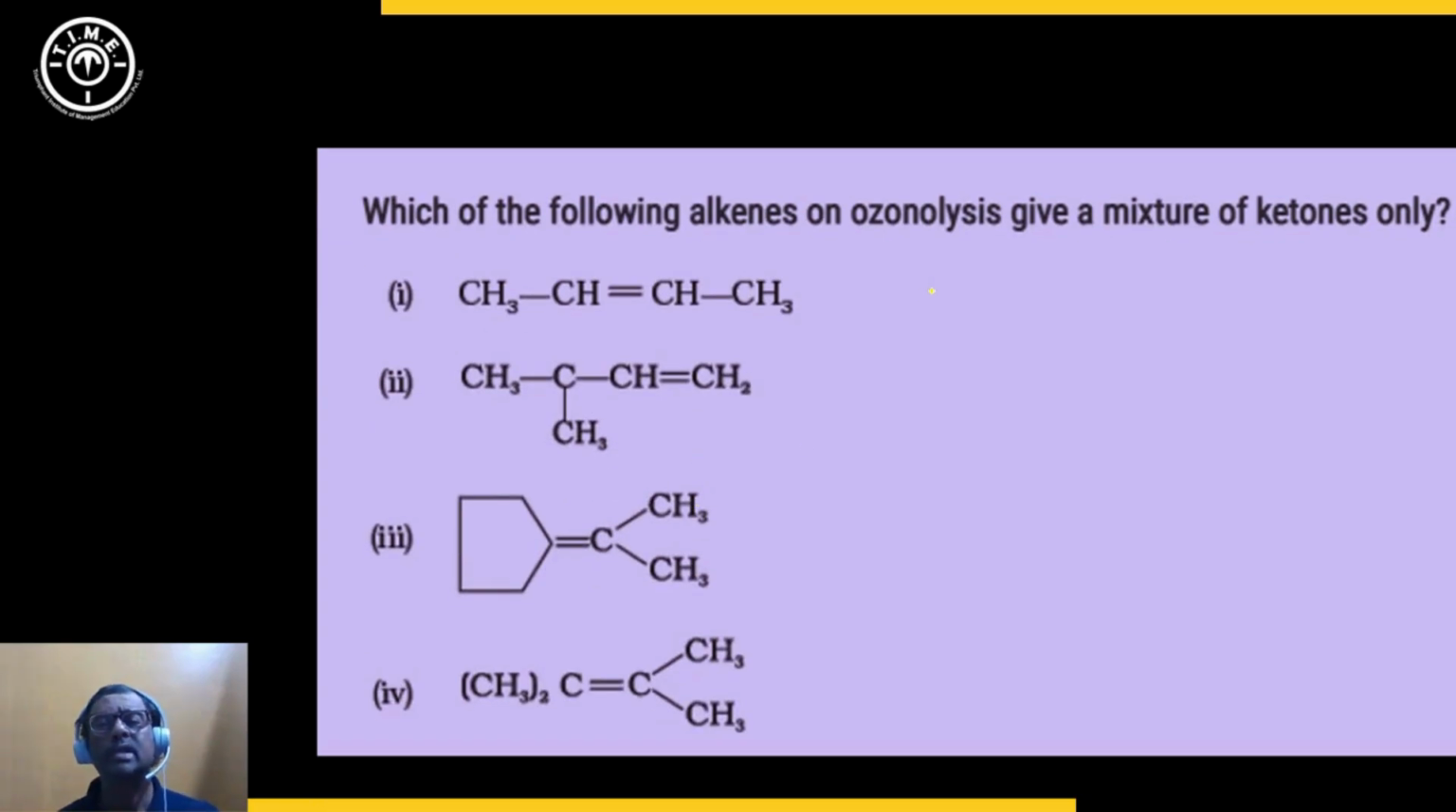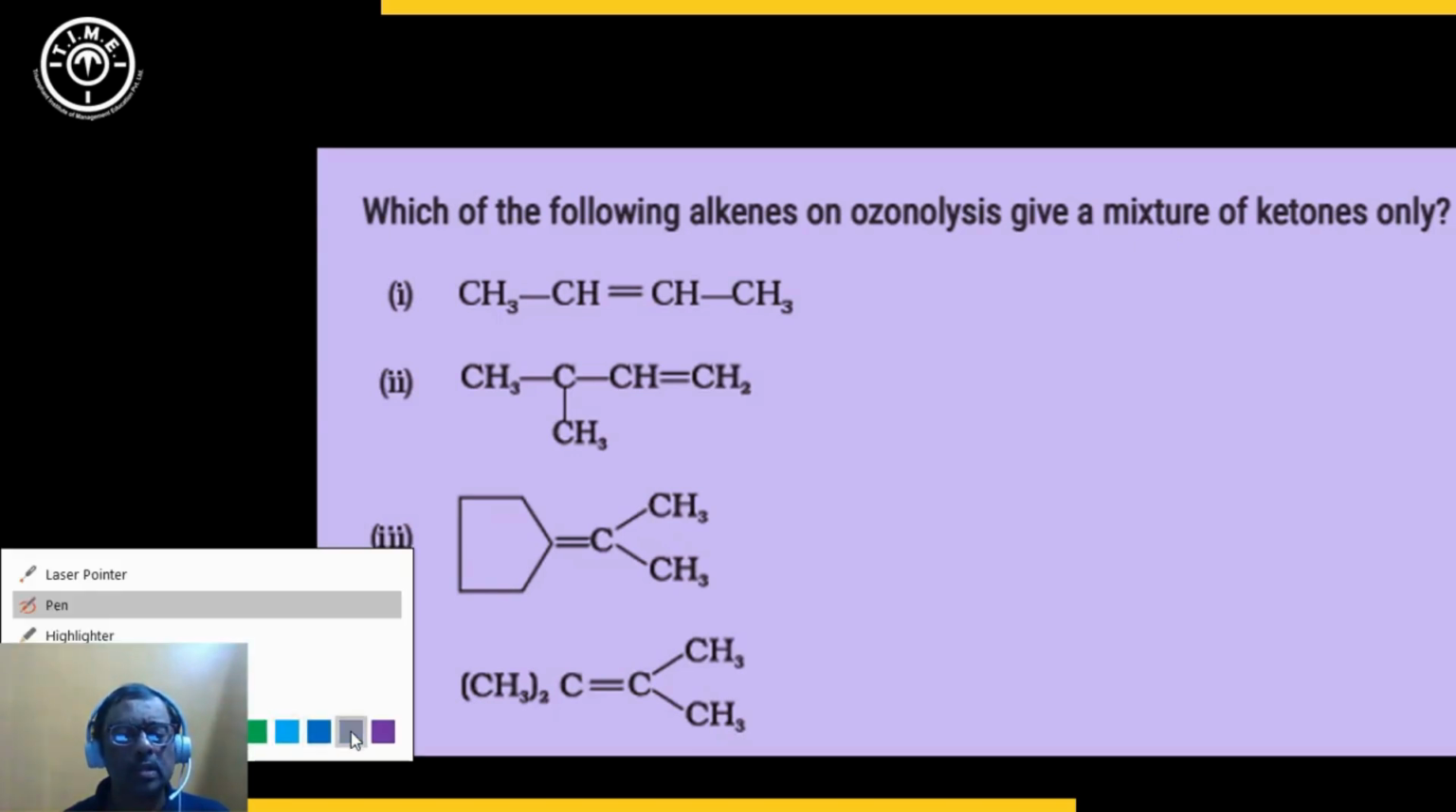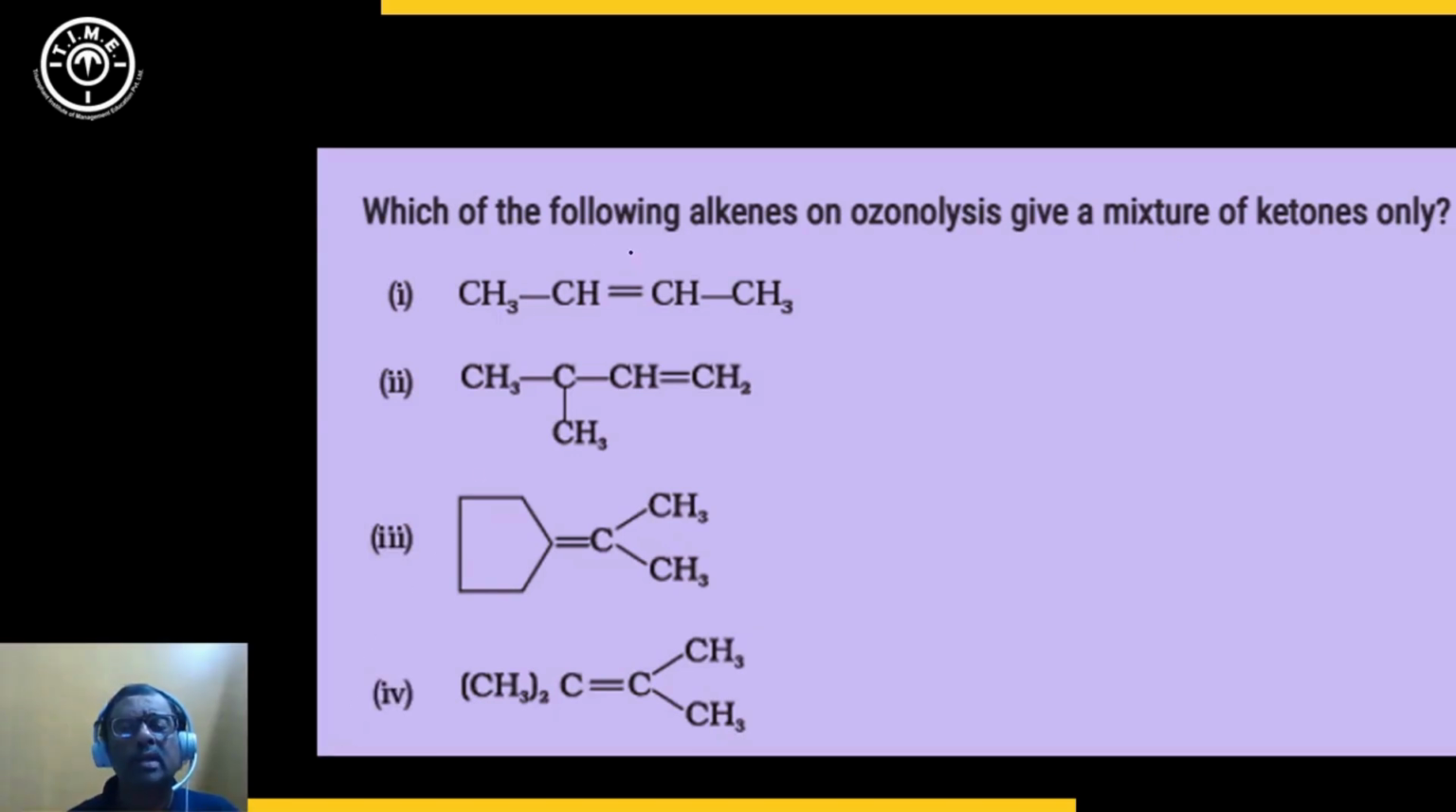Next, which of these alkenes on ozonolysis gives a mixture of ketones only? So check this, break this. You have a hydrogen, you have an aldehyde. You have a hydrogen, you will have an aldehyde. So 2 moles of ethanal, not correct. Break this. There are 2 hydrogens here, aldehyde. There is 1 hydrogen here, aldehyde. So both are aldehydes. Here also both are aldehydes. The first one is also both aldehydes.